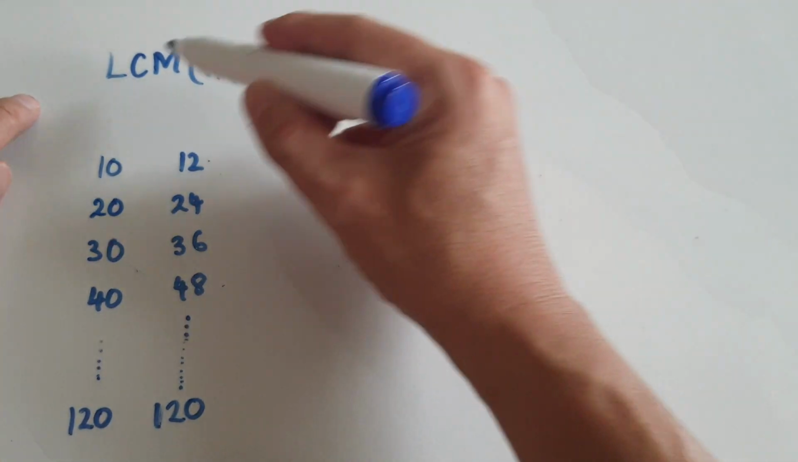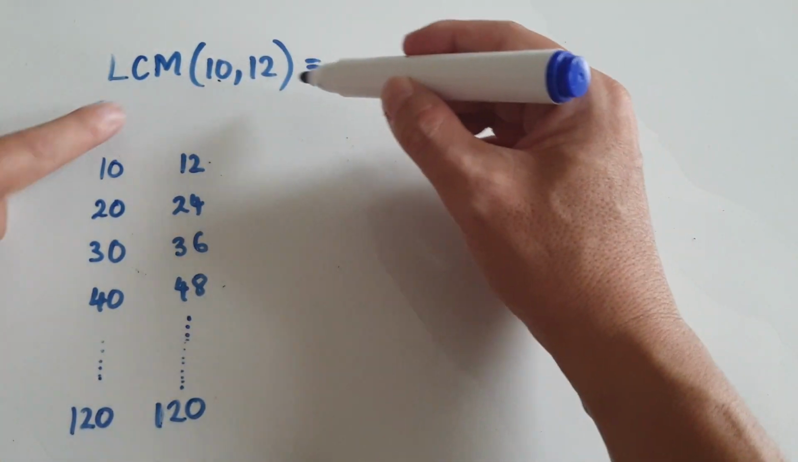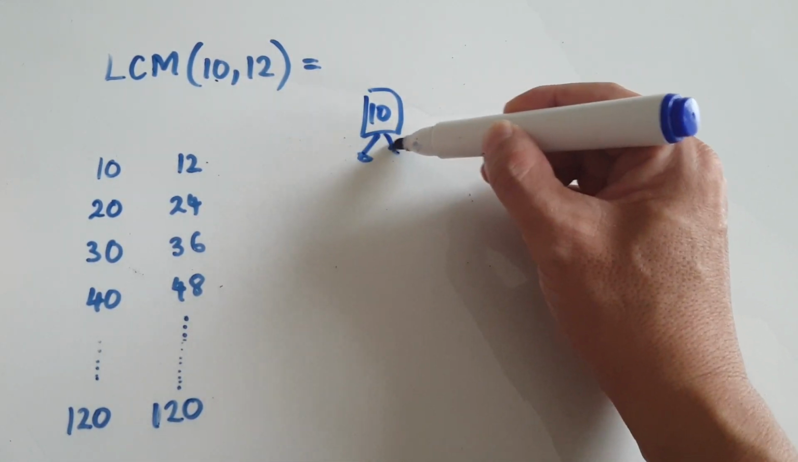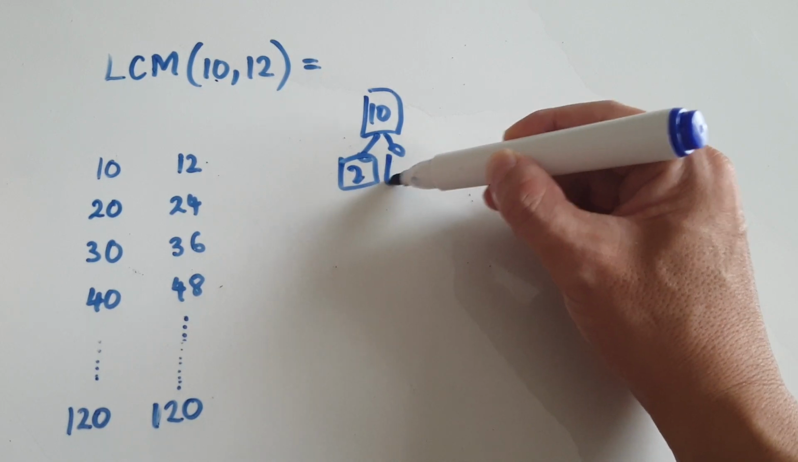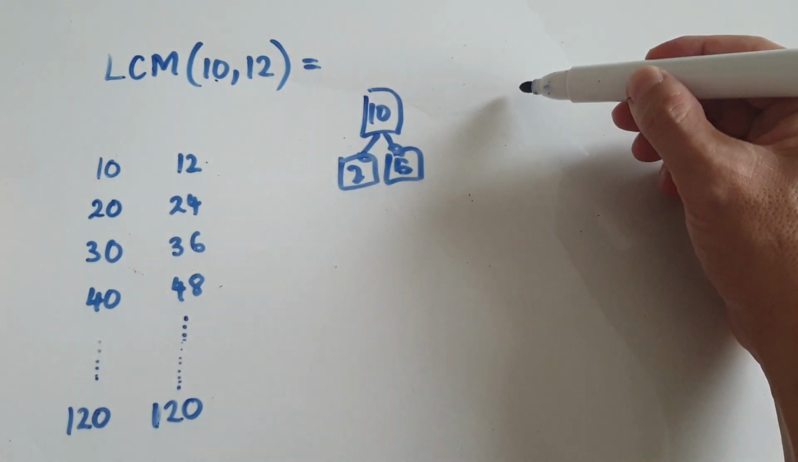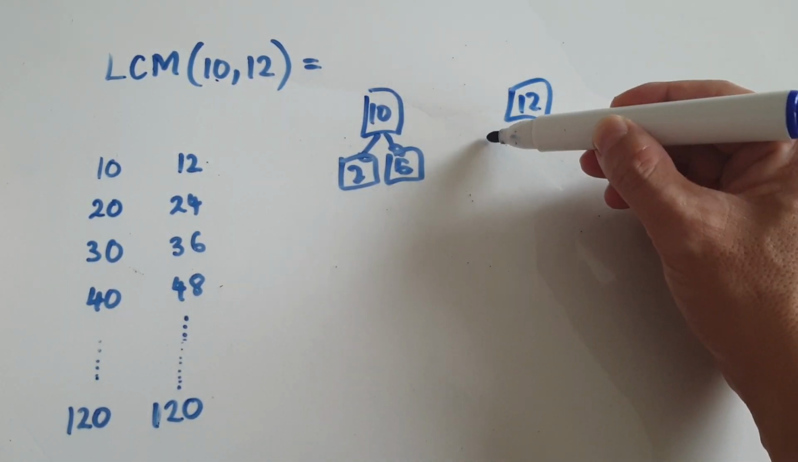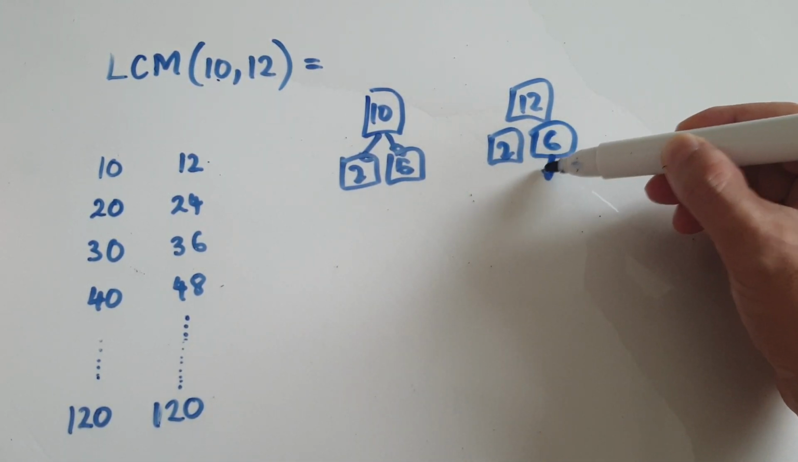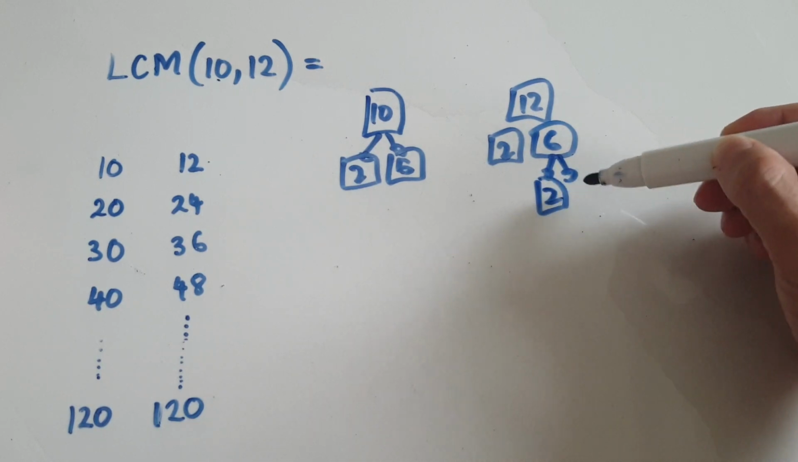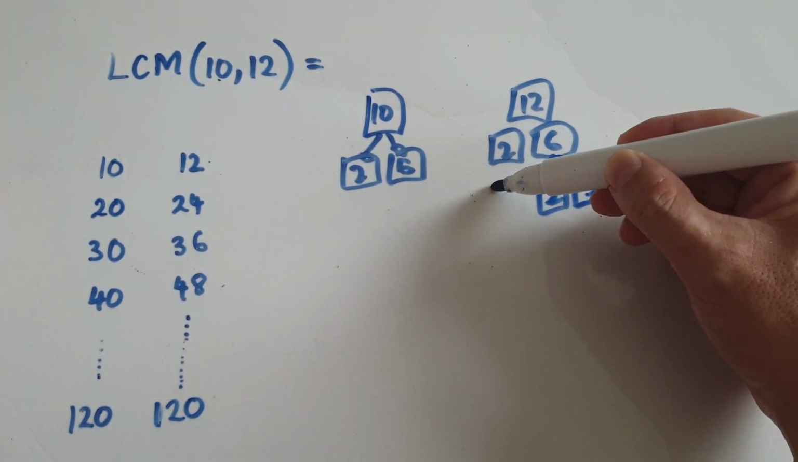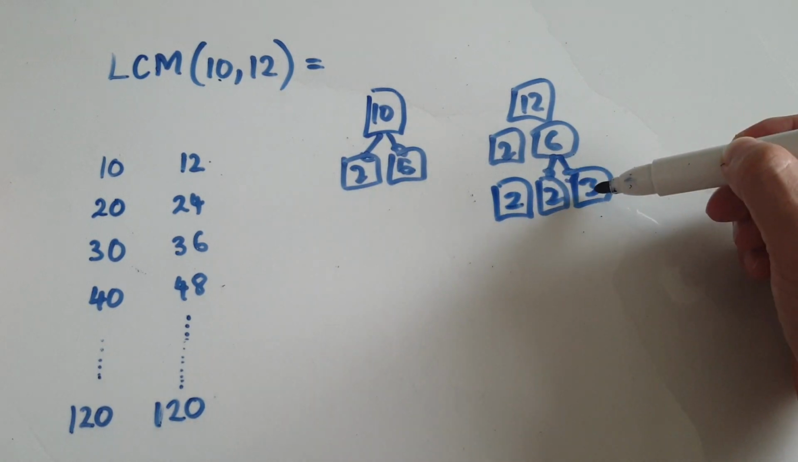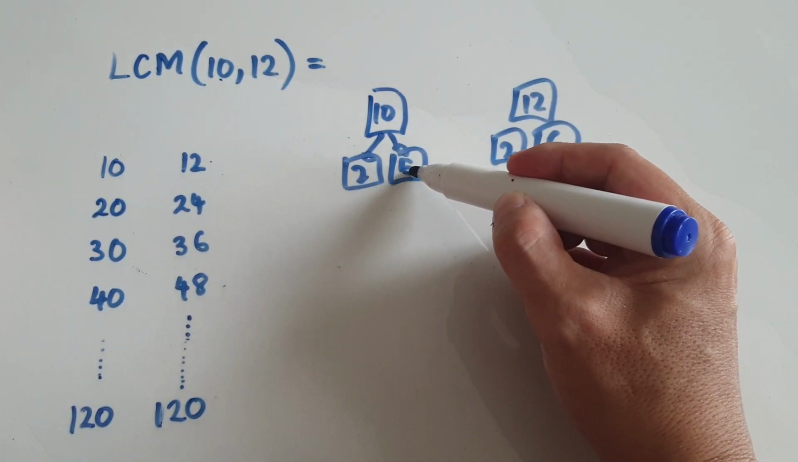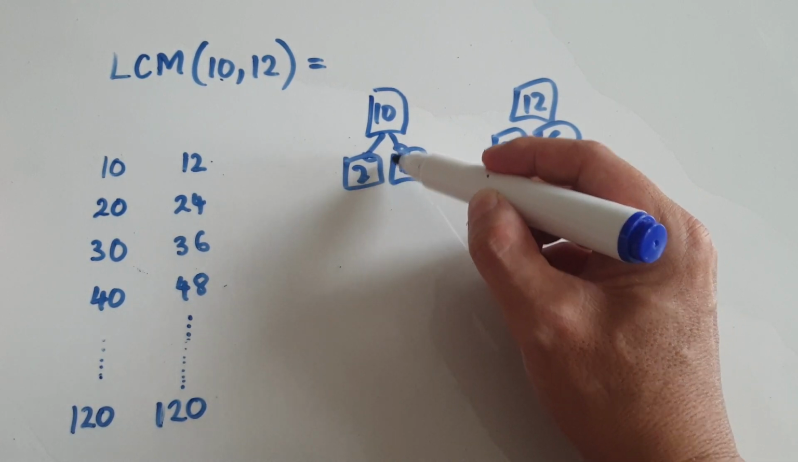So to find the lowest common multiple, we need to break up the number 10. The number 10 can be broken up as a block of 2 times a block of 5. 12 can be broken up as a block of 2 times a block of 6. Well, a block of 6 can be broken up further to a block of 2 and a block of 3. So these are the very basic building blocks of the number 12. 2 and 5 are the very basic building blocks of 10.